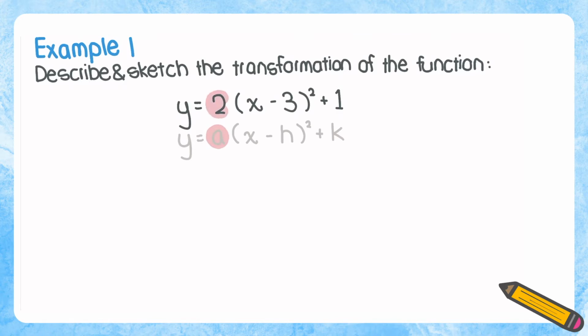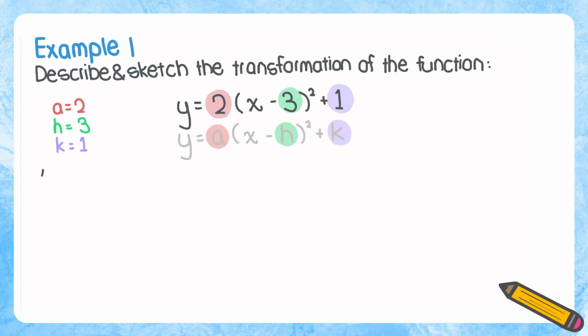In this case, A is replaced by 2, so A equals 2. Let me write that on the side here. And then H is replaced by 3, so H equals 3. And then we also have K replaced by 1, so K equals 1. So we've identified A, H, and K. Now let's think about what each parameter tells us. What does A tell us, what does H tell us, and what does K tell us?